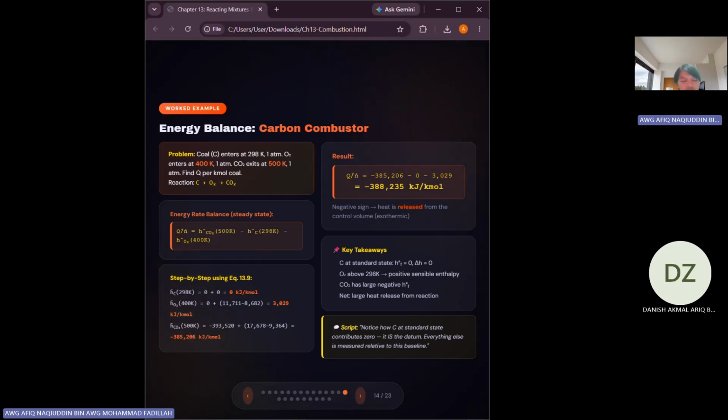And step 3, our final answer. Q dot over n dot is equal to negative 385,206 minus 0 minus 3,029, which equals negative 388,235 kilojoule per kilomole. The negative sign means that heat is transferred out of the control volume, which makes sense because combustion is exothermic. This is the general procedure for any combustion energy balance. You'll repeat this pattern on every problem from here to the exam.